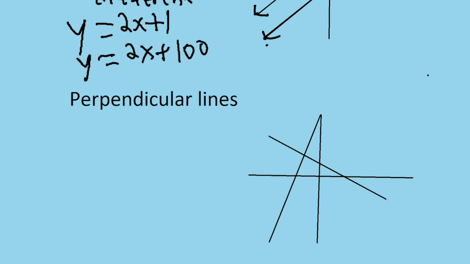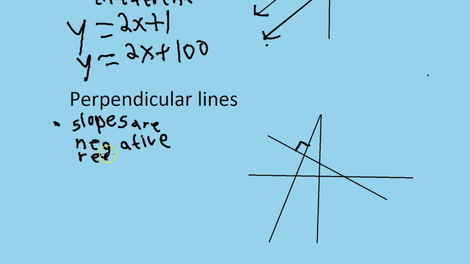That means that this angle right here is right, and so is this one, and so is this one, and so is this one. They're all right angles. Now, the slopes of perpendicular lines are negative reciprocals when compared to another line that is perpendicular to it.